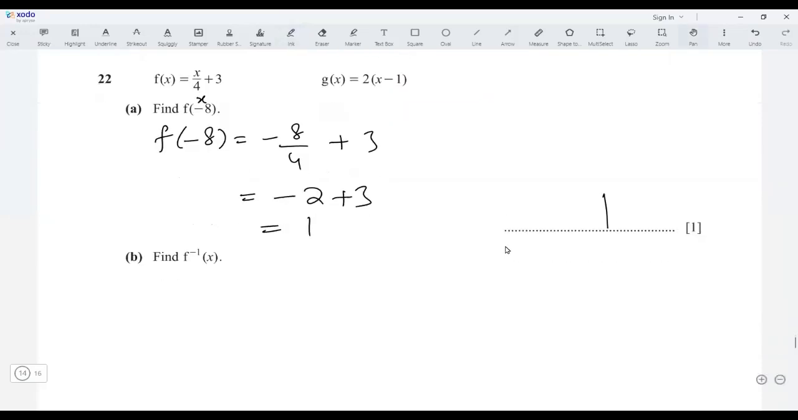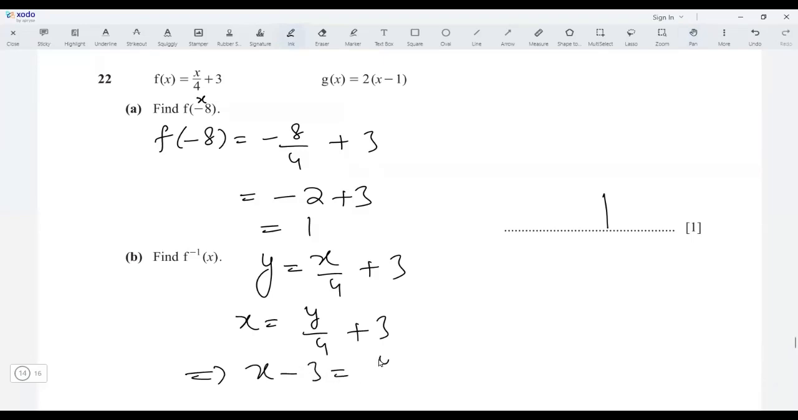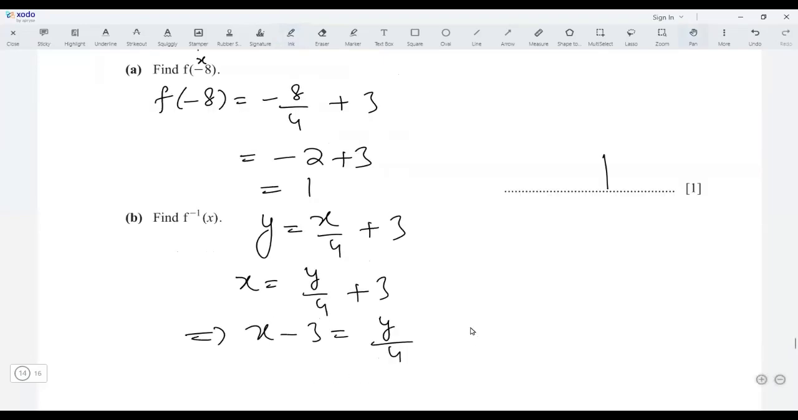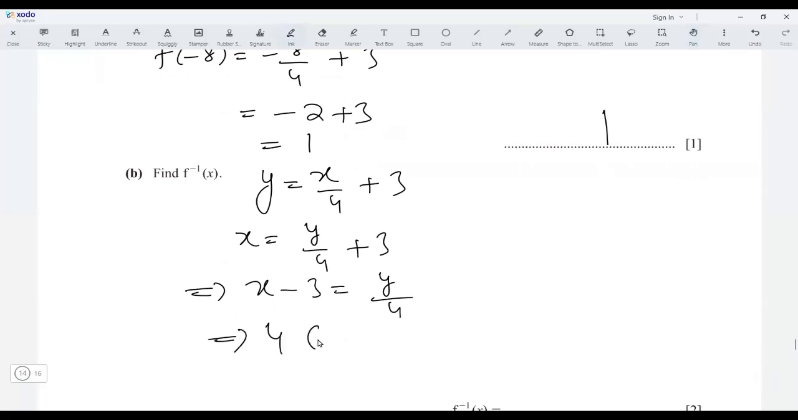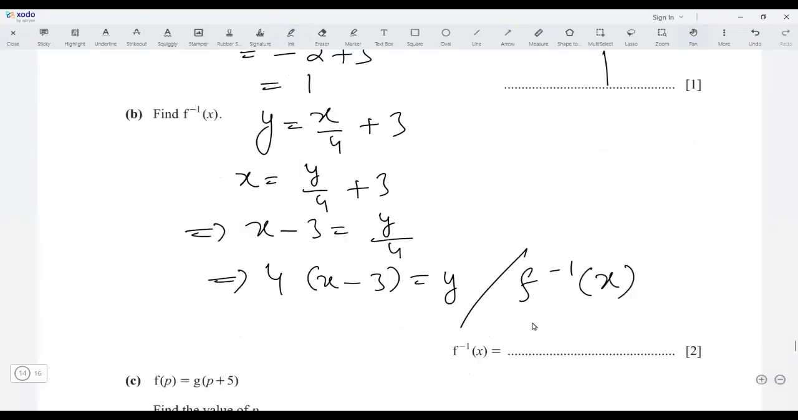So next is the inverse. For the inverse, we write the function equals y, so y equals x over 4 plus 3. Now swap the values of x and y. So x equals y over 4 plus 3. The 3 is added first, so we bring it to the other side, and it becomes minus. So x minus 3 equals y over 4. Now make y the subject. The 4 is dividing here, so cross multiply: 4 times (x minus 3) equals y. So this y is the inverse of the function. The final result is 4 times (x minus 3). This is the inverse function result.